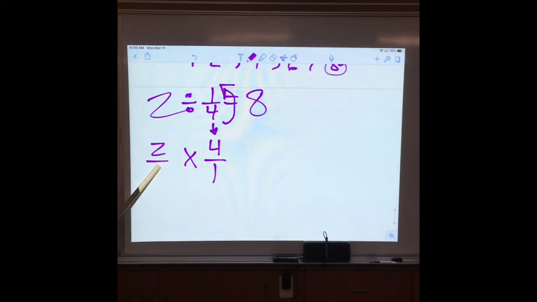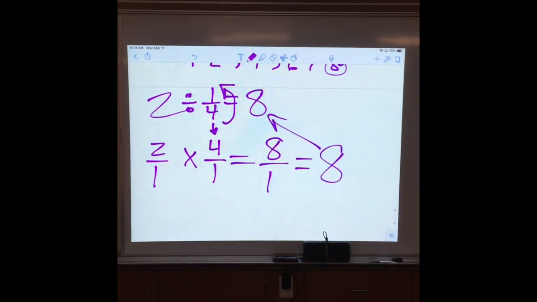And then what do we put under the 2? 1. Ready? 2 times 4 is 8. 1 times 1 is 1. 8 over 1 equals 8. We did it. This is the same as that. Is that correct? Yeah. That is the way that you do a division problem in a number sentence.